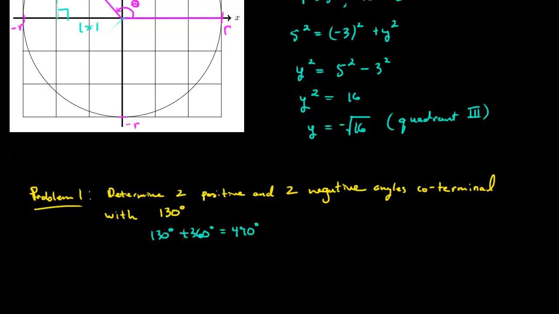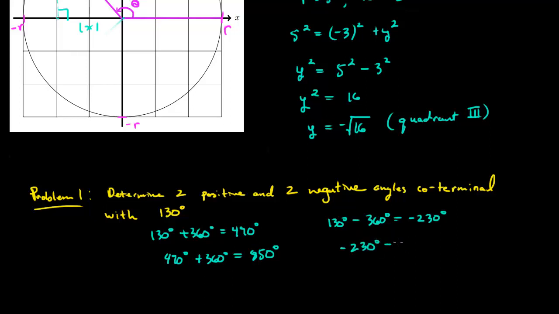This angle is coterminal because I've just done a full revolution, which brings the terminal arm back to the same spot. If I want another positive coterminal angle, I could take 490 degrees and add another 360 degrees, which is equal to 850 degrees. So these are two positive coterminal angles. If we wanted two negative coterminal angles, we could do 130 degrees minus 360 degrees, which is minus 230 degrees.